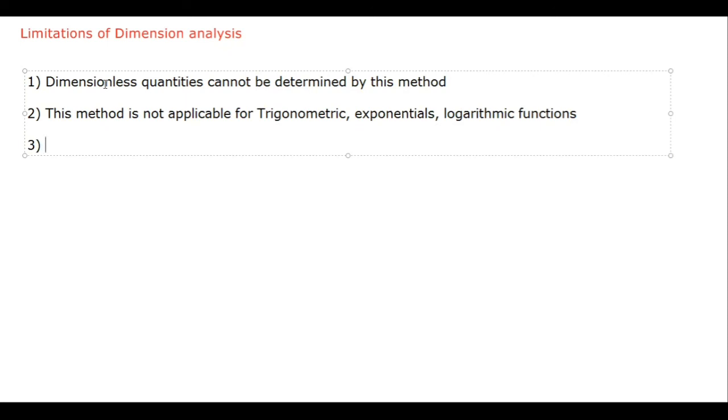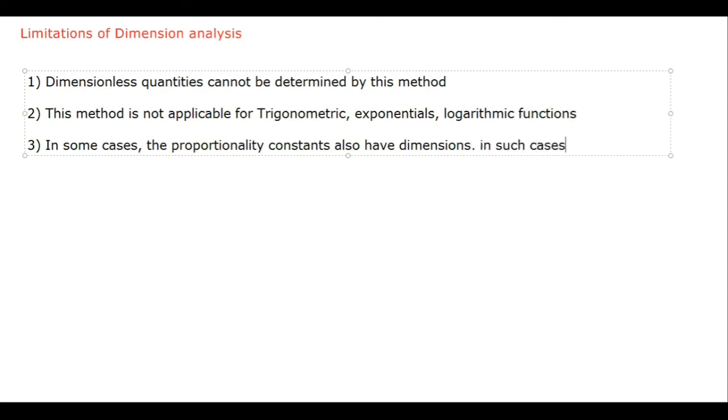And in some cases, for example the proportionality constants, right? In some cases, proportionality constants also have some dimensions, just like Planck's constant I said to you, right? So in such cases, you cannot use this method. So these are the main limitations of dimensional analysis.